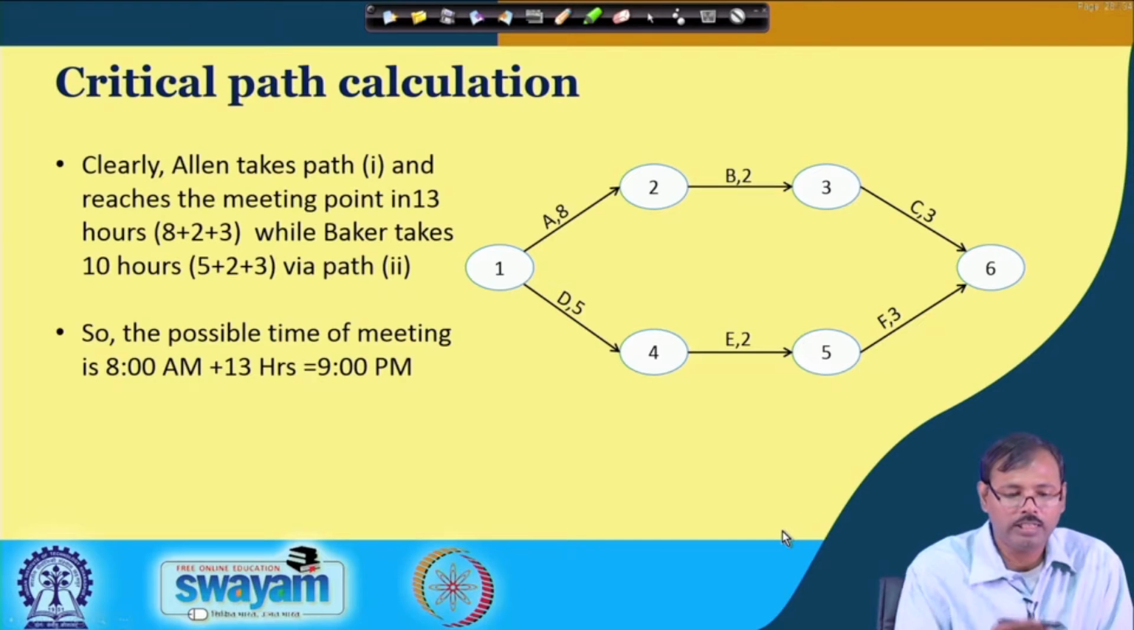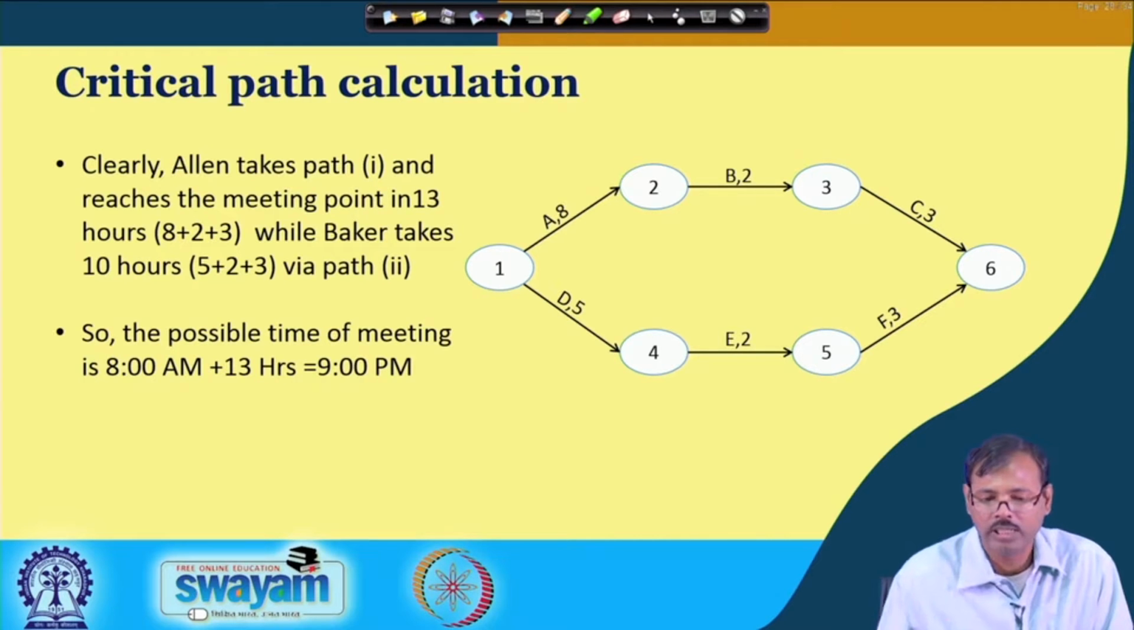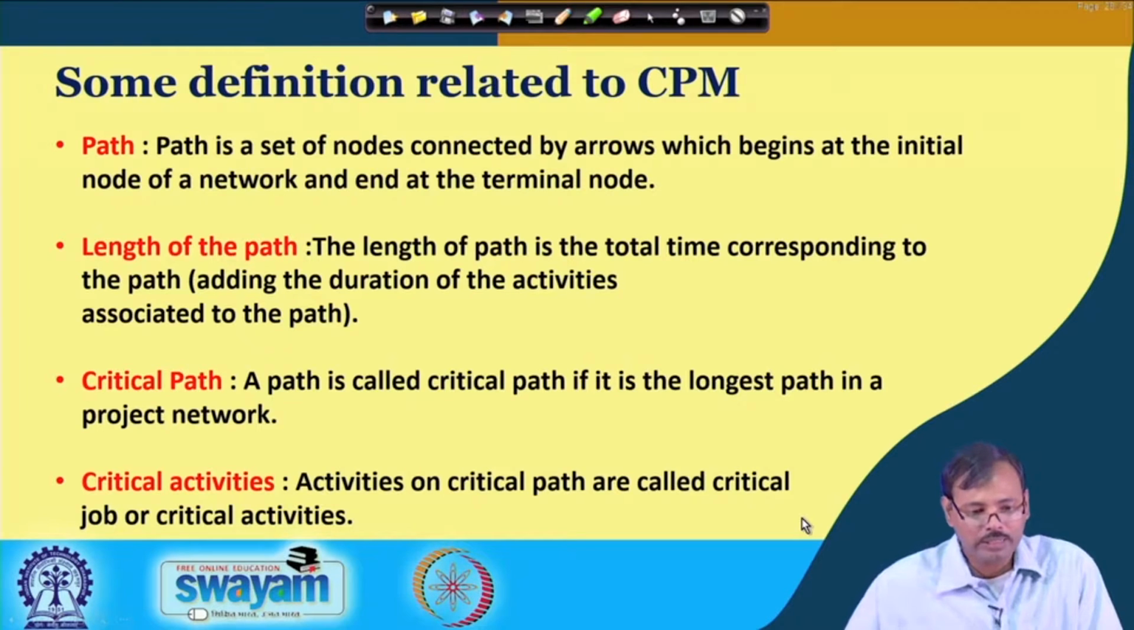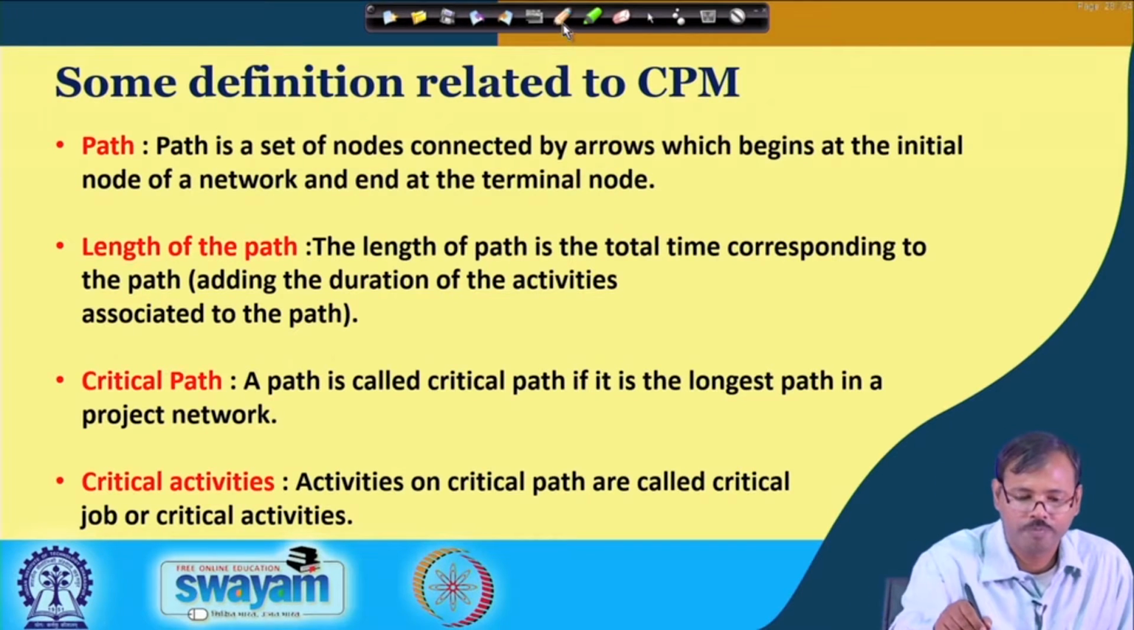So, clearly Allen takes path 1 and reaches there at 13 hours. So, the earliest possible time of meeting is 9 p.m., which we have already discussed. So, again, let us see the definitions of this.